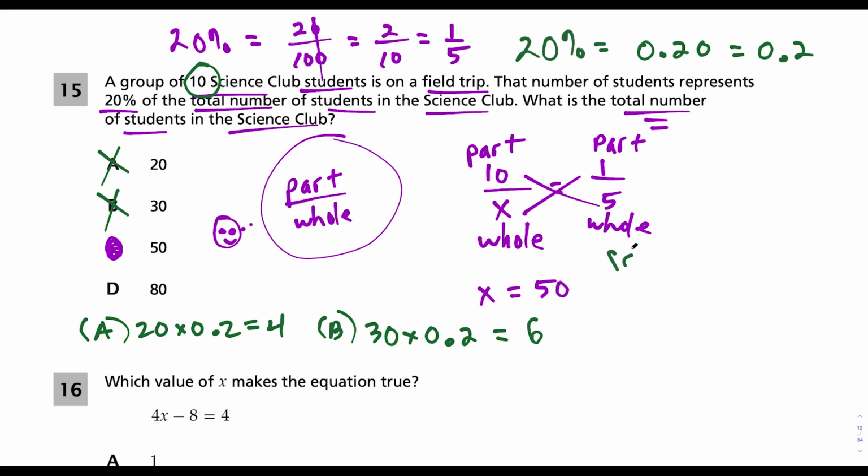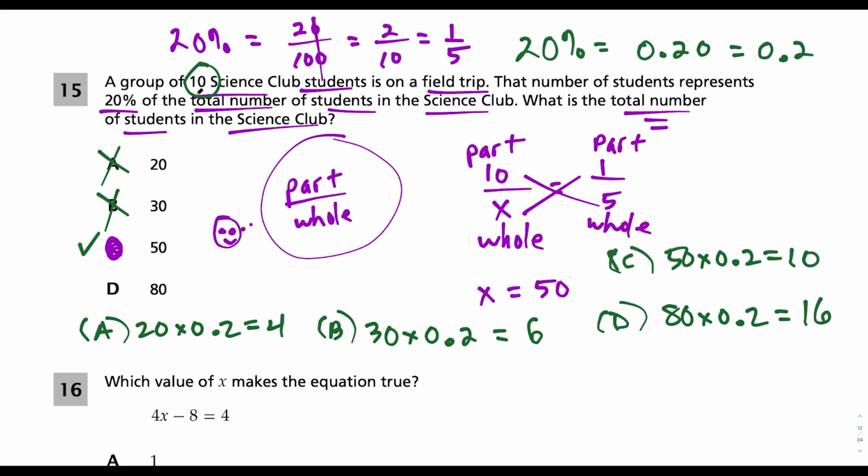If I take the correct answer choice and I multiply 50 by 0.2, that's going to give me 10. So that's how I know for sure this is right. But if I took 20% of 80, I do 80 times 0.2. This would give me 16, which once again is not equal to 10. So choice C is definitely good.